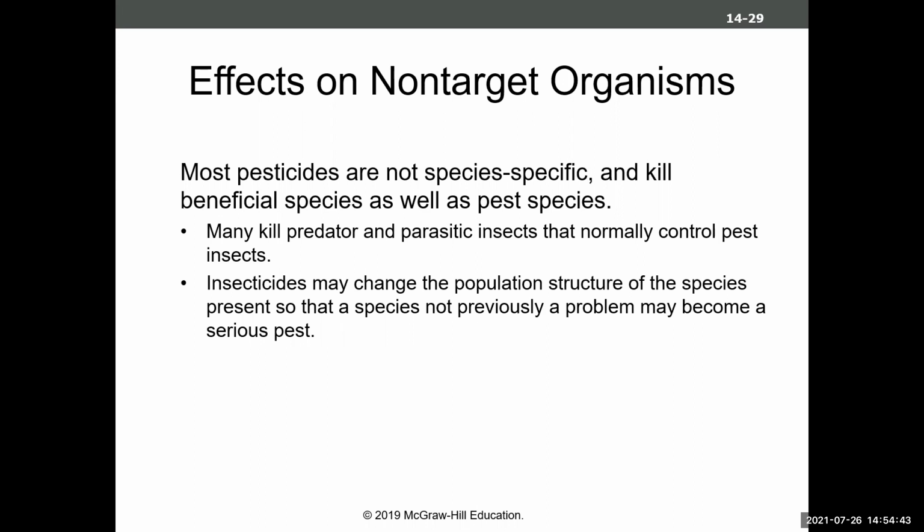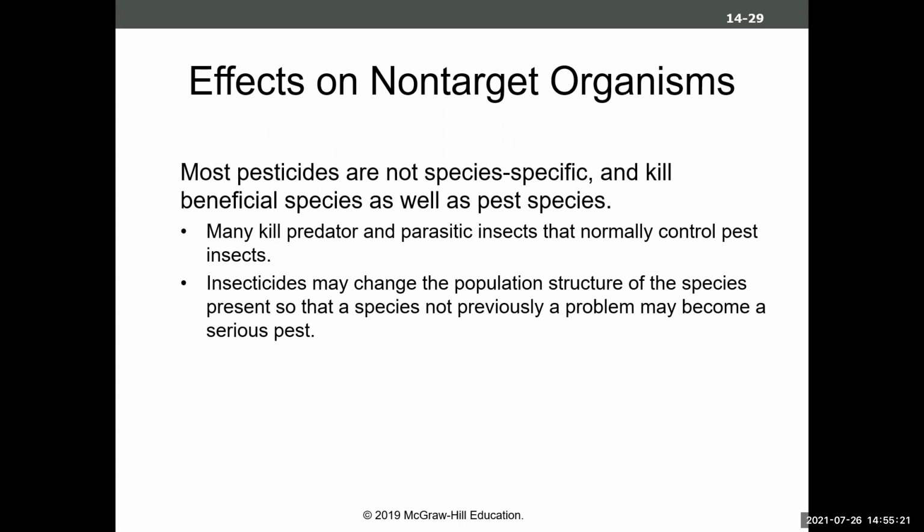And so most pesticides also are not species specific, and they kill not only the pests but beneficial species as well. Many pesticides will kill predator and parasitic insects that normally control pest insects. So for example, ladybugs will eat aphids. Aphids is one of the problem insects that we get on our crops. When you apply an insecticide, most of the time you're killing ladybugs as well as the aphids, when you potentially could be using the ladybugs as a way to control your aphids problem.